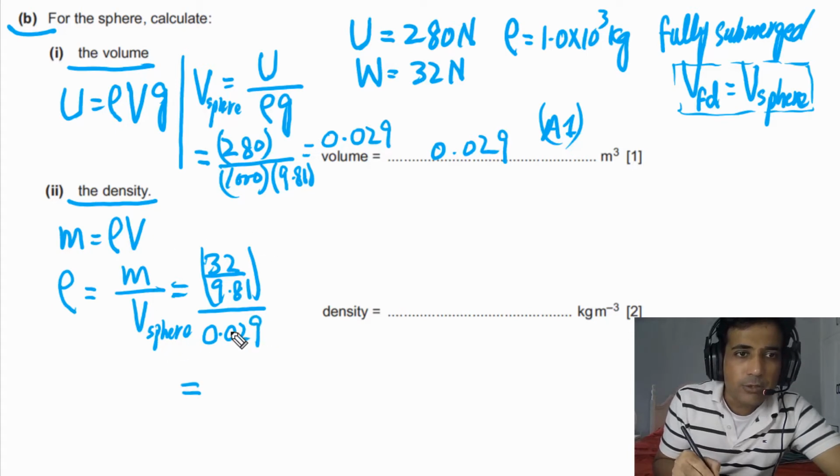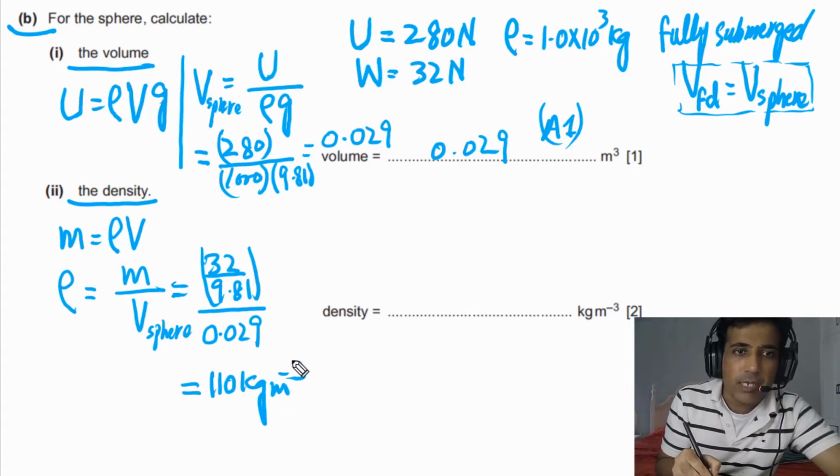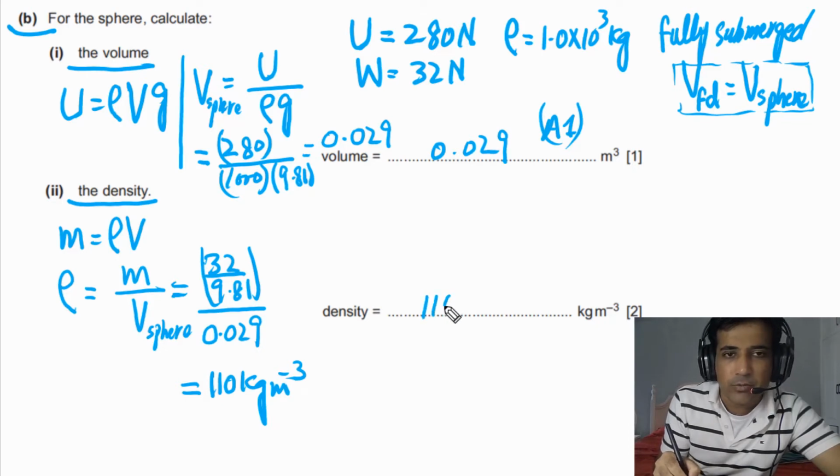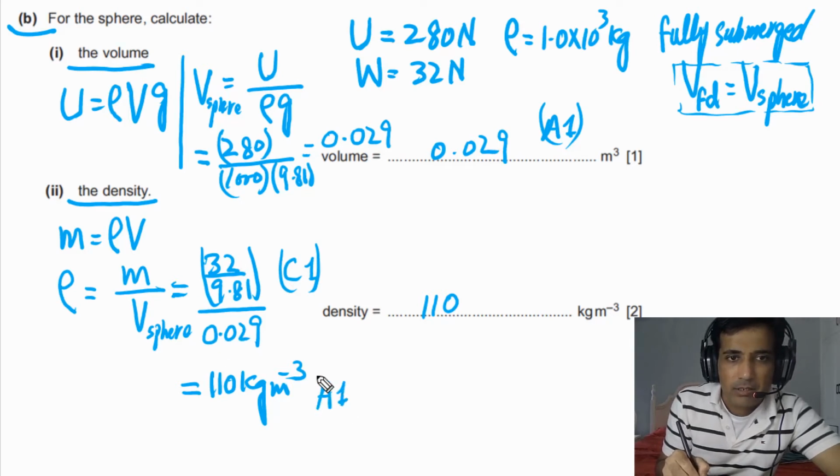If we simply plug in these numbers into calculator, our final answer will be equal to 110 kgs per cubic meter. And this is the final answer. So we can write down here 110 up to 2 SF. This question has 2 marks. You will get first mark if you have written this step, means you have entered value of mass and volume. And the second mark is answer mark. If you have got the right answer, you will get 2 marks.